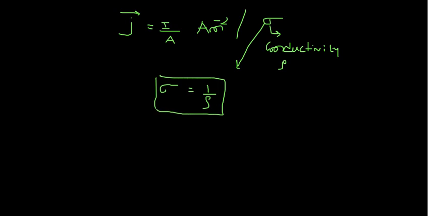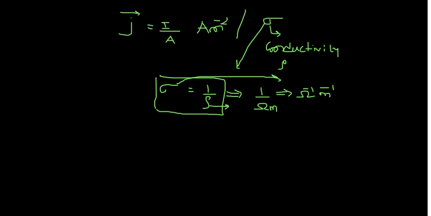Now if I want to write the SI unit for that, we already know the SI unit for resistivity. What is it? That is ohm meter. If it is so, then I can get the unit for conductivity. If I take the reciprocal of it, per ohm per meter is the SI unit for conductivity.